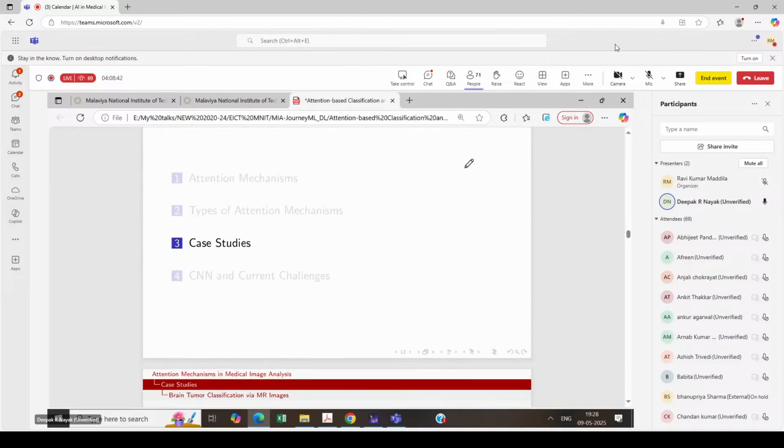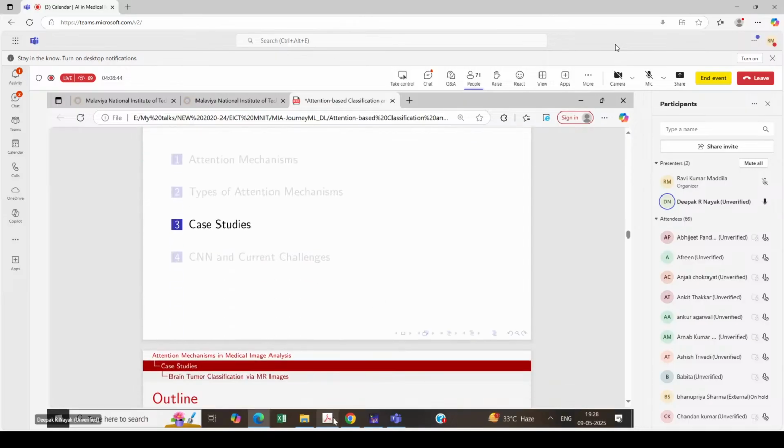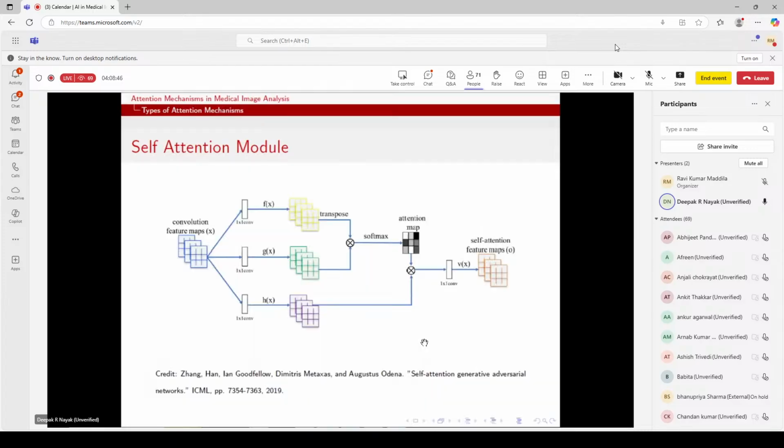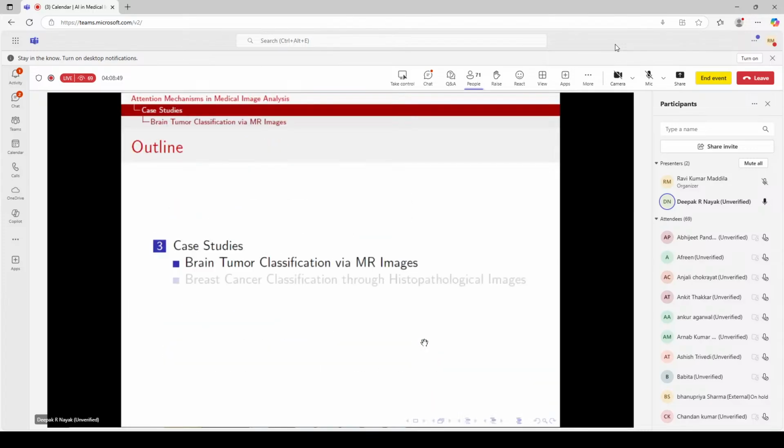Okay, so let me show you some of the case studies which I have, based on these attention mechanisms. So we have a couple of works related to attention mechanisms. I'll also showcase some of the works where we have applied attention mechanisms, I think in my last lecture, where I'll be focusing on analyzing fundus images for retinal disease diagnosis. But here there are only 2-3 case studies which I've chosen.